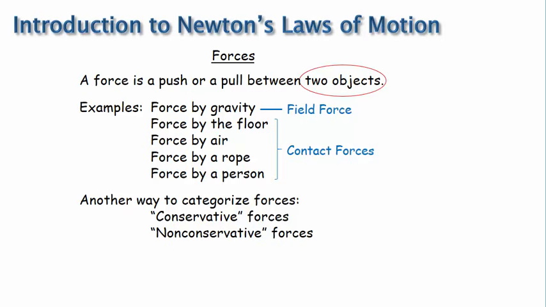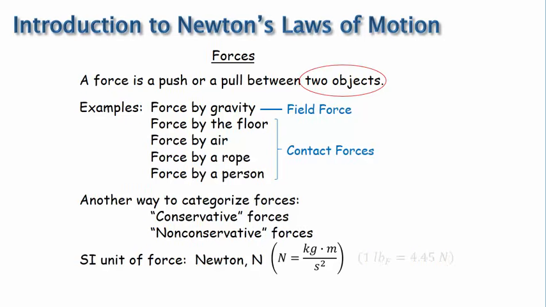And then two more things we've already mentioned are that the SI unit for force is a Newton, which is a kilogram meter per second squared. And it's also useful to know that 1 force pound is equal to 4.45 newtons. And then the last fact for this list is that force is a vector.